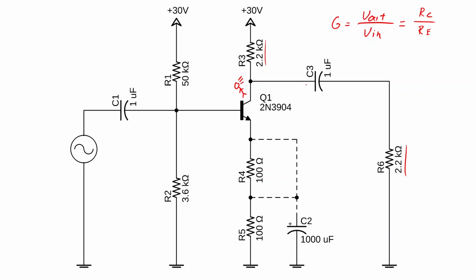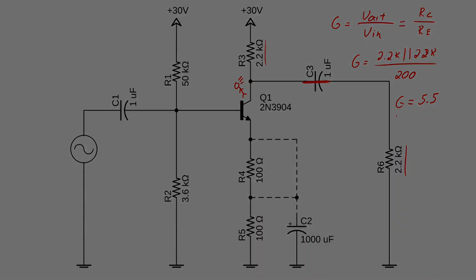Note that at high frequencies, C3 acts as a short. So our gain is going to be 2.2K in parallel with 2.2K all over these two resistors here, so all over 200. So the gain is 5.5. So 1 volt in will give you 5.5 volts out.